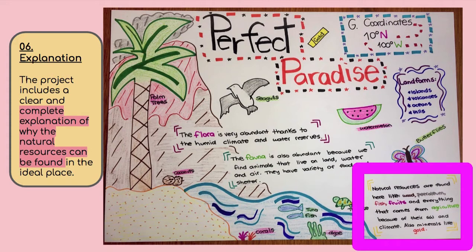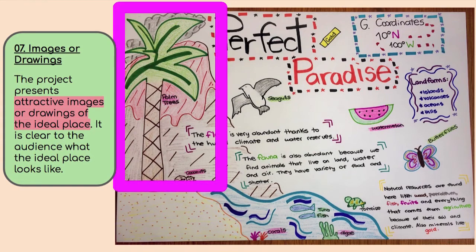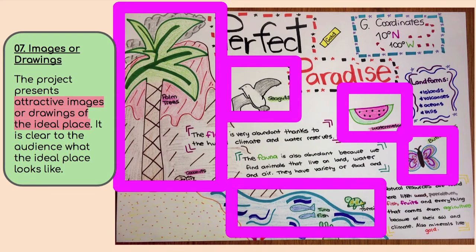Please explain completely. In seventh place, we have to have attractive images or drawings of our ideal place. I added palm trees, volcanoes, seagulls, watermelon, butterflies, tuna fish, coral, tortoise, anything you can imagine.